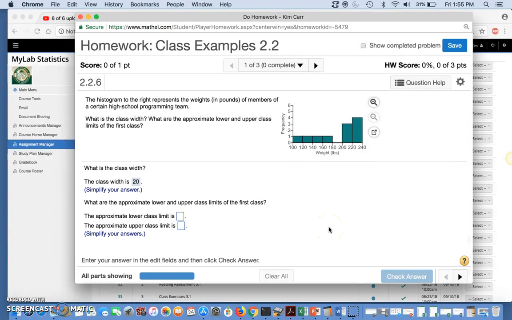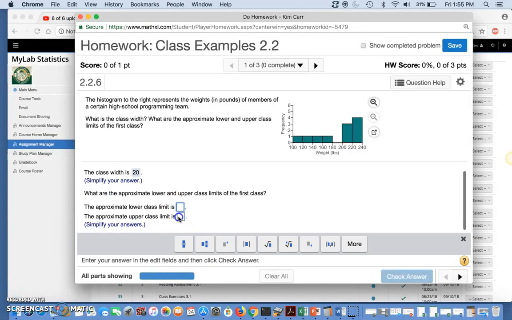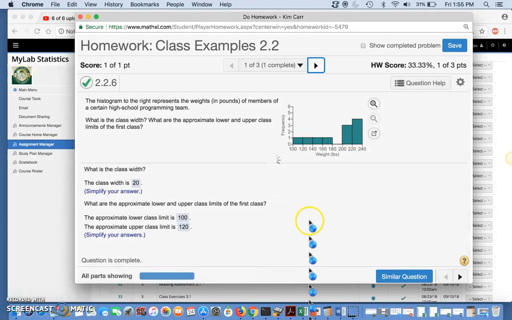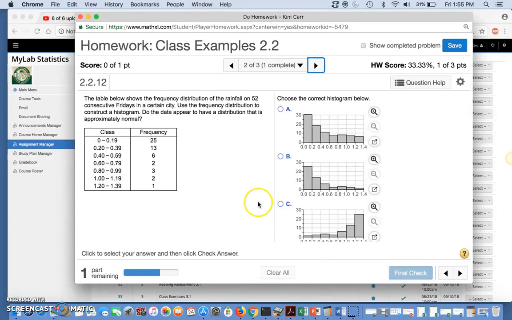What are the approximate lower and upper class limits of the first class? Well, it looks like the lower limit is what? 100? What would the upper limit be? Well, let's see. What happens if we put 120? Just keeping in mind what we already know about limits. They'd like that fine. Okay, so 100 to 120.